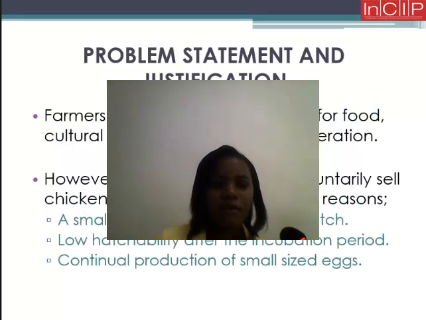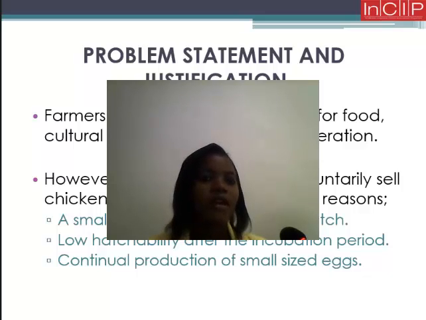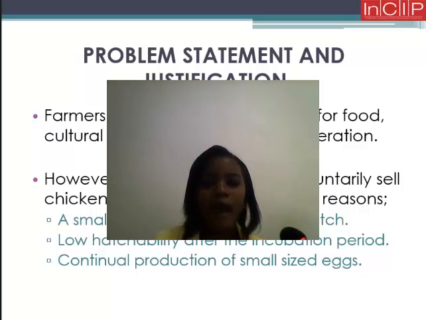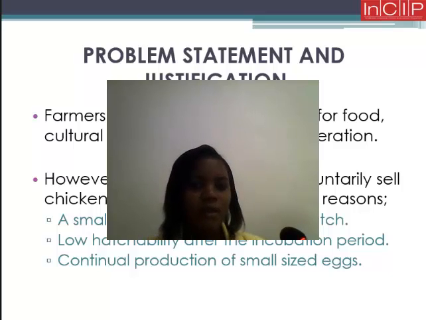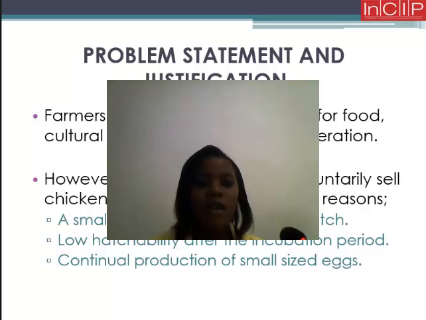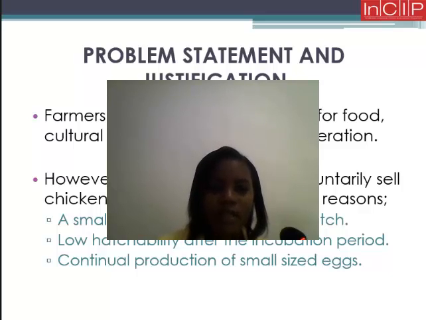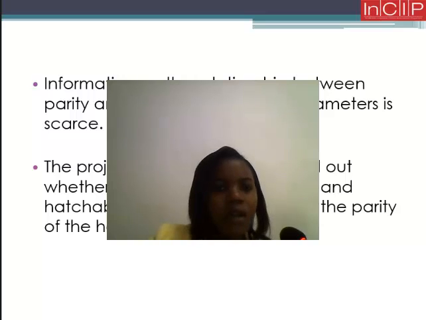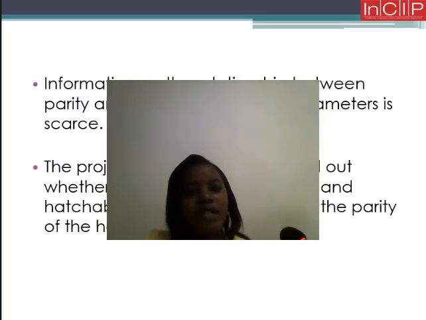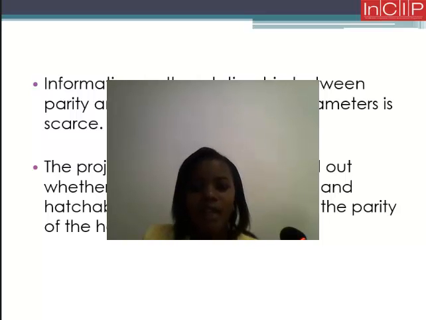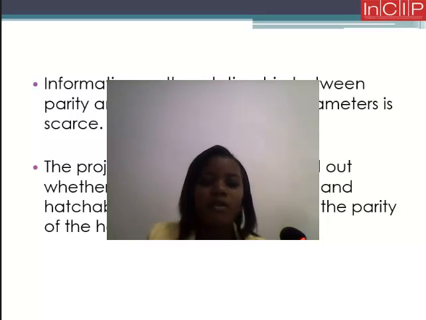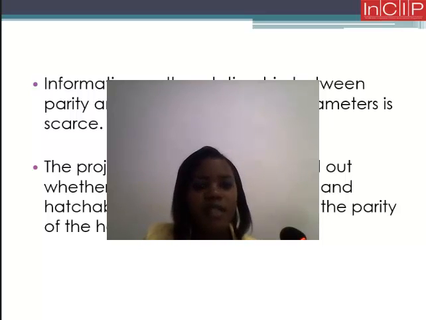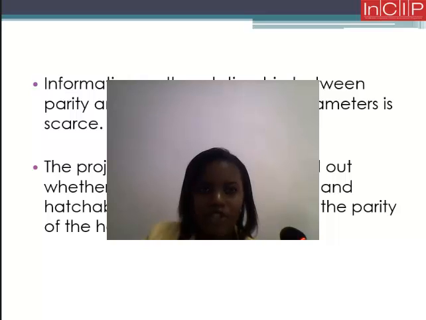Farmers commonly raise chickens for food, cultural activities, and also income generation. However, they sell the chickens involuntarily because the chickens continue to give small-sized eggs. They have low hatchability. But the information on the relationship between parity and the reproductive parameters is not available. Hence, the project was conducted to find out whether the egg size, the number of eggs, and hatchability may be a result of the parity in which the hen is.